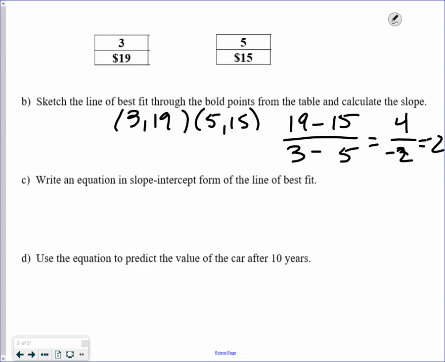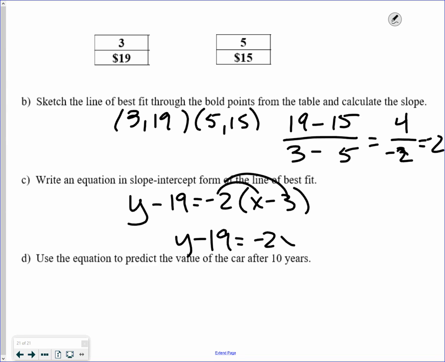Now I'm going to write an equation. So pick one of the points and write an equation in slope-intercept form. So I get y equals negative 2x, and I'm going to add 19 plus 25.